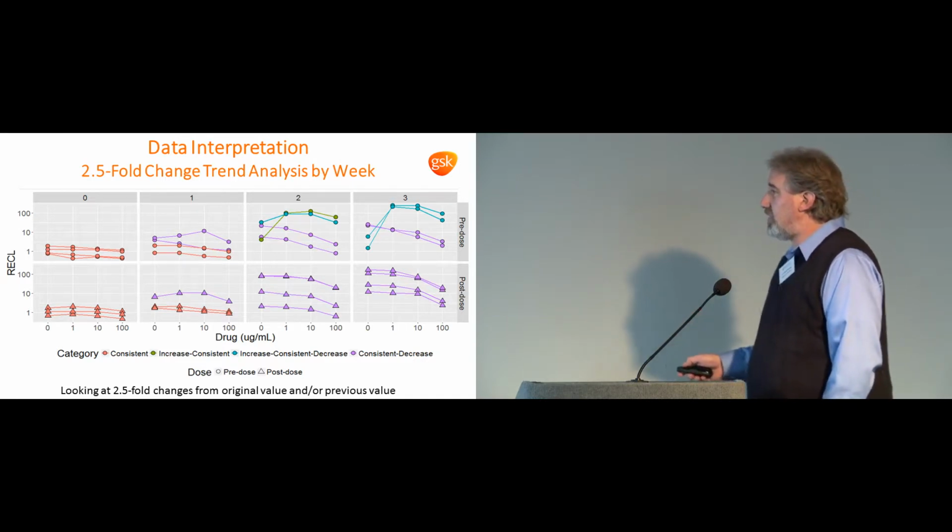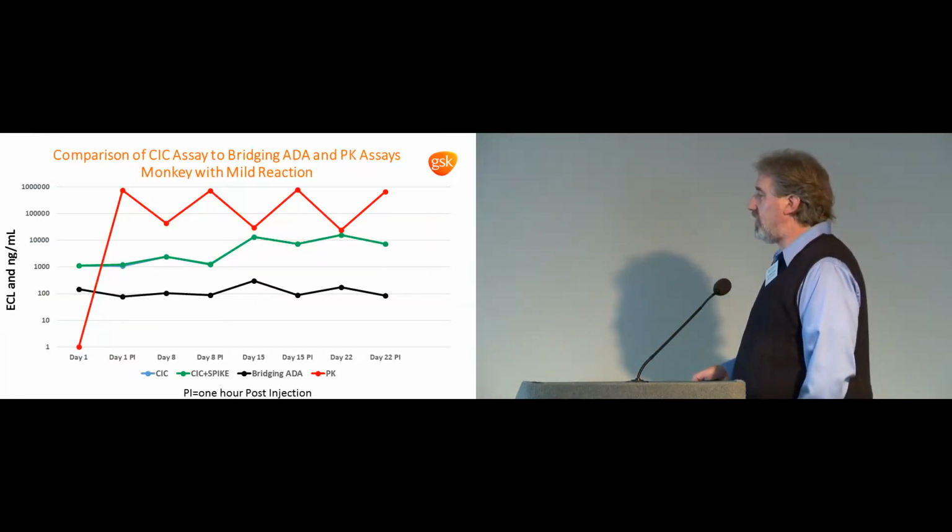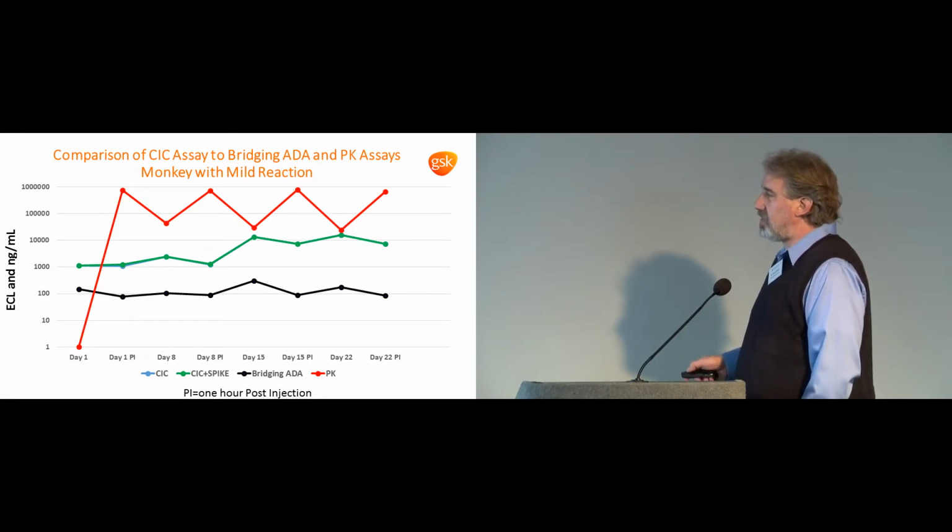All right, this looks like a busy graph, but we'll focus on them one at a time. Let's start with the red. This represents the PK. This is the amount of drug that's in the sample. This was either monkey A or B. It was the one with a mild reaction.